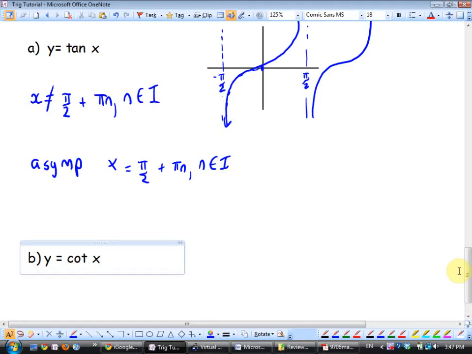Remember our reciprocal? What gave us asymptotes? Zero high. Where is tangent zero high? What point did I tell you to memorize for tangent? What does tangent go through? Zero, zero. Where will cotangent have its first asymptote then? X equals zero. And then how far apart will they be? What was the period of tangent? Guess what the period of cotangent is?